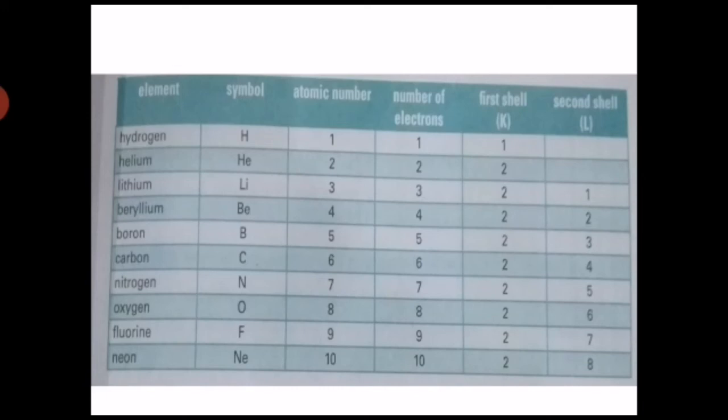In the case of boron, symbol is B. Atomic number 5. Number of electrons 5. First shell contains 2 electrons and the second shell contains 3 electrons. Next one is carbon. Symbol C. Atomic number 6. Number of electrons 6. First shell contains 2 electrons and the second shell contains 4 electrons. Next one is nitrogen. Symbol N. Atomic number 7. Number of electrons 7. First shell contains 2 electrons and the second shell contains 5 electrons.